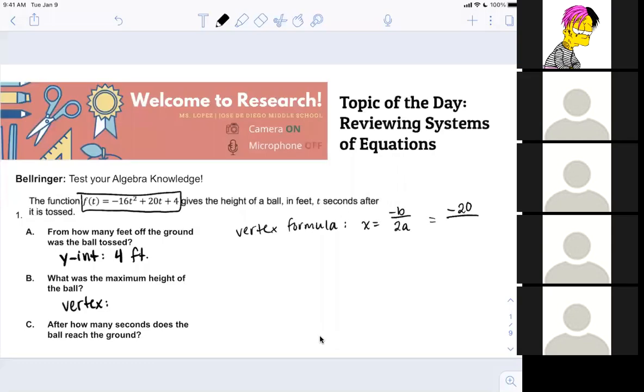Over negative 32. What did you say about my chair? But it's 2 times negative, so yeah, negative 32.